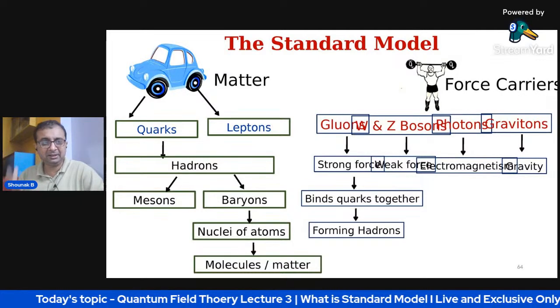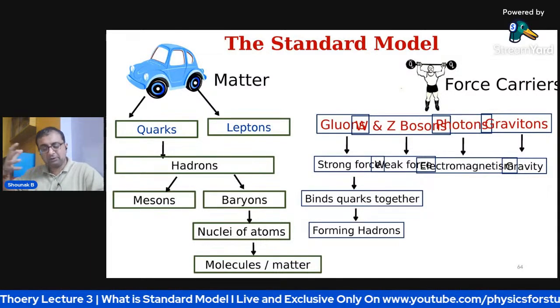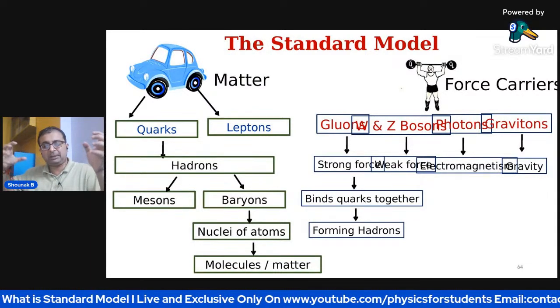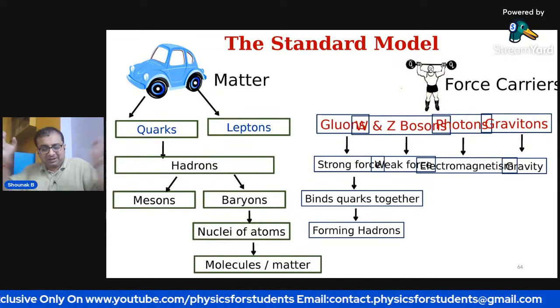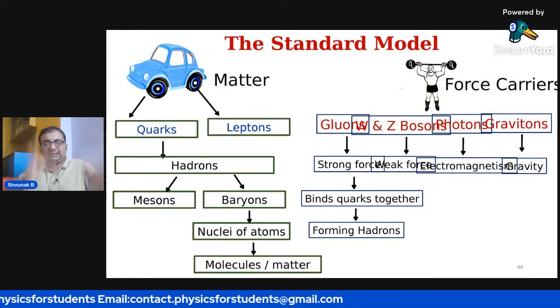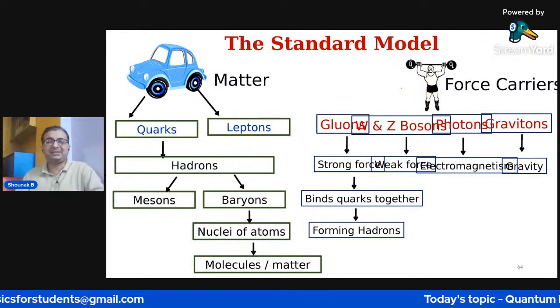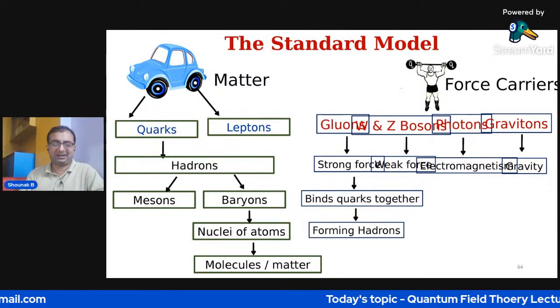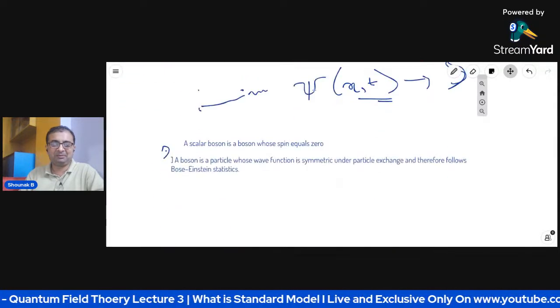Gluons are basically mediated by the strong force, and what does this strong force do? It binds quarks together and they form the hadrons. So gluons bind the quarks together, forming the hadrons, and hadrons are basically what? Quarks, and quarks are basically what? The constituent of matter. So if you want to write it in this way, you can do that. I think that would be really wonderful.